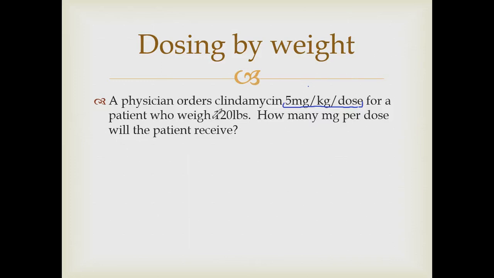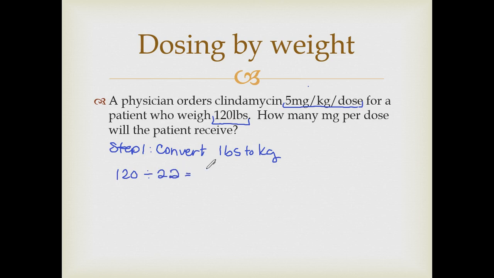However, they give me the patient weight in pounds. So step 1, we're going to convert pounds to kilograms. Whenever we're going from pounds to kilograms, we're going to take our pounds and divide by 2.2. So this gives me 54.55 kilograms.